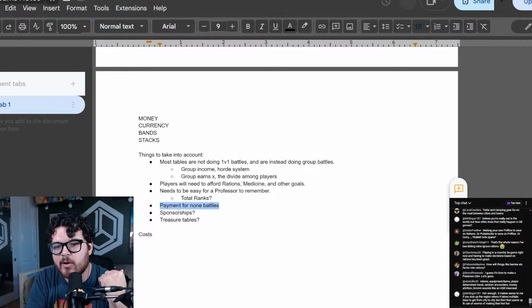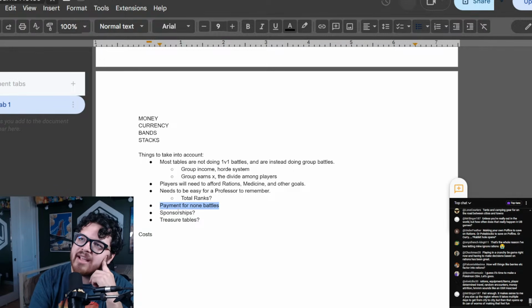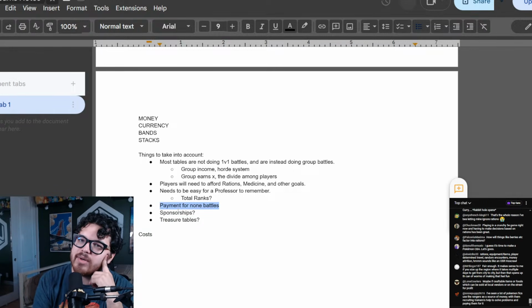Let's see, it's good to make a Pokemon CPA. Let's go. Rations, equipment, players, metabolism, encounters. Sounds like OSR Hexcrawl. Exactly. And we don't want to go too deep into all these minutiae, but I think that creating a framework that at least takes them into account is really important for the overall health of the game.